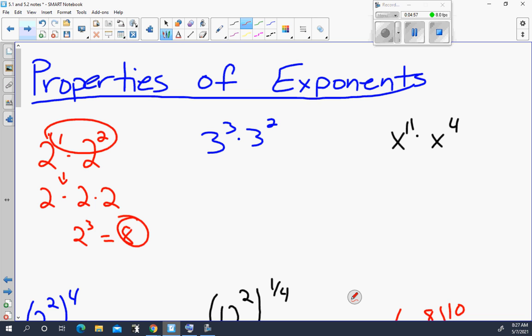Okay, again, 3 to the third, that's really 3 times 3 times 3. 3 squared is 3 times 3. Well, how many do I have? 1, 2, 3, 4, 5. Well, if I just added my exponents, I wouldn't have to do that. 3 to the fifth. 3 times 3 is 9. 9 times 3 is 27. 27 times 3, I'm getting too big. I gotta go 3 to the fifth on my calculator, which is 243.